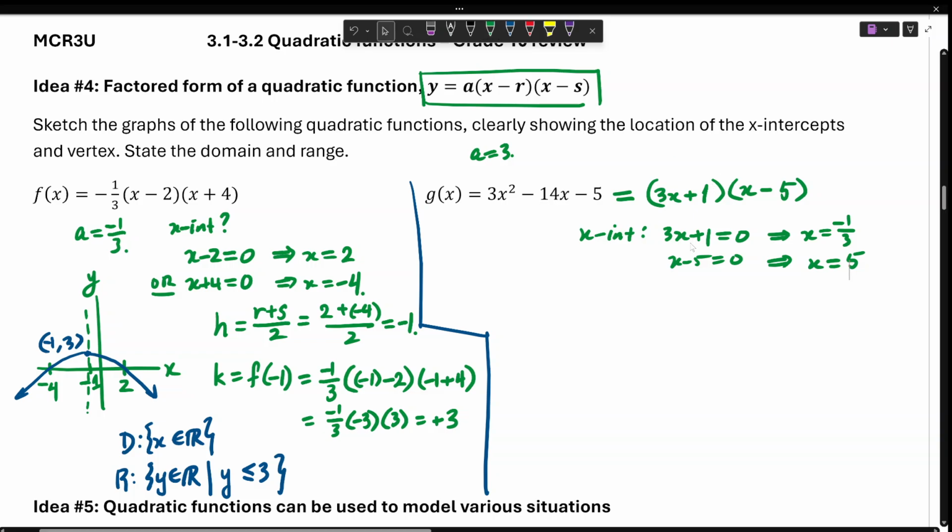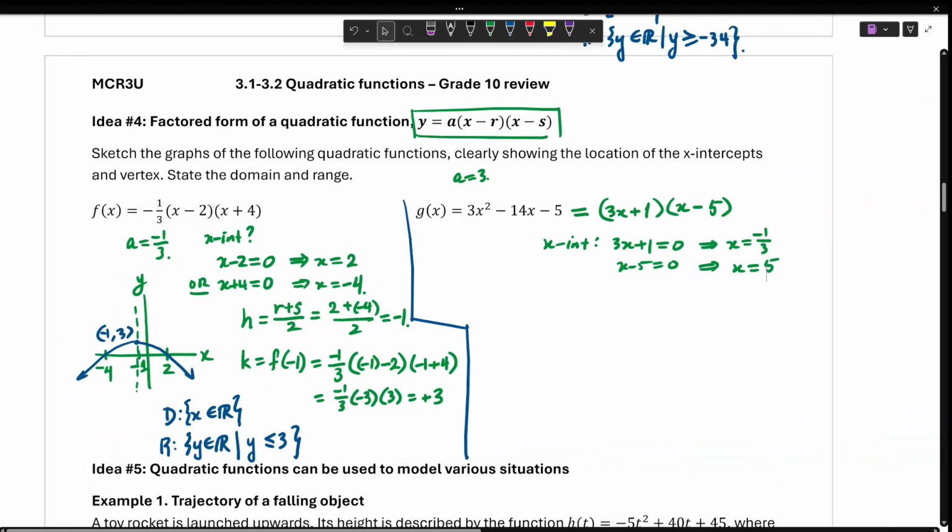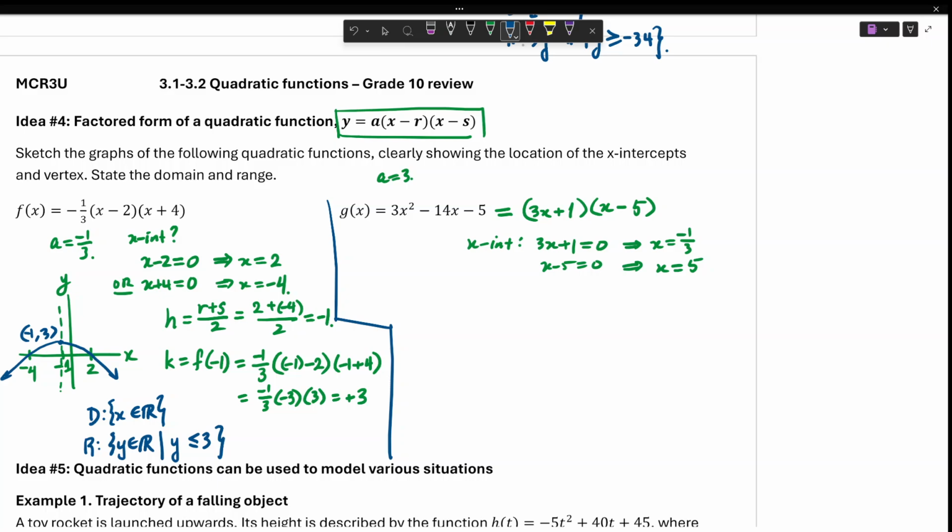Now there is a way to do this just by factoring one more time. You'll notice that right here, that's actually not in the form x minus r. You want x to have a coefficient of 1, so we're going to factor out the 3. We're going to get 3 times x plus 1/3. And now it's a little bit easier to see that this is a times x minus r, x minus s. R is going to be negative 1/3, and s is going to be 5, just like we said a minute ago.